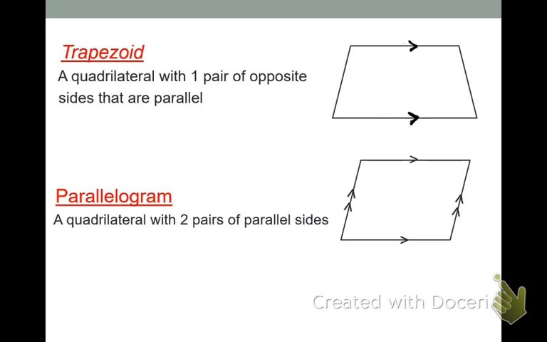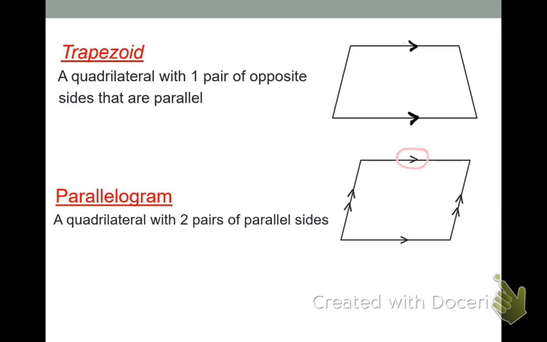The next one is a parallelogram, okay? This is a quadrilateral with two pairs of parallel sides. Tell me again, what does a quadrilateral mean? How many sides? Four, okay? Quad means four. So it's a quadrilateral that has two pairs of parallel sides.